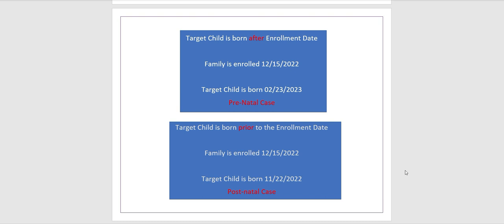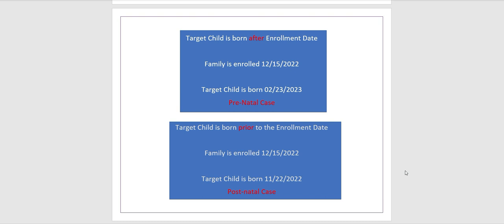For example, if the enrollment date is December 15, 2022, and the target child is born February 23, 2023, this is a prenatal case. A postnatal case status happens when the target child is born prior to the enrollment date. If the enrollment date is December 15, 2022, and the target child is born November 22, 2022, then this is a postnatal case.